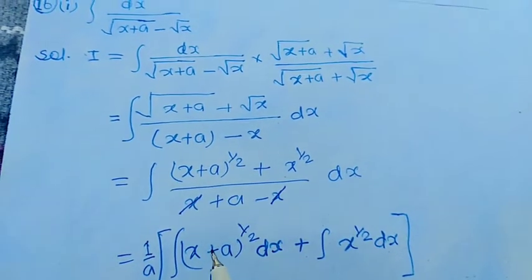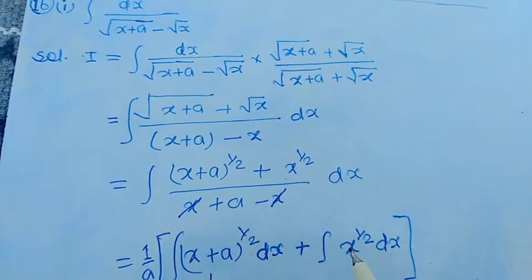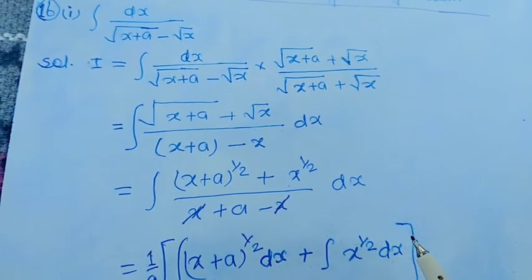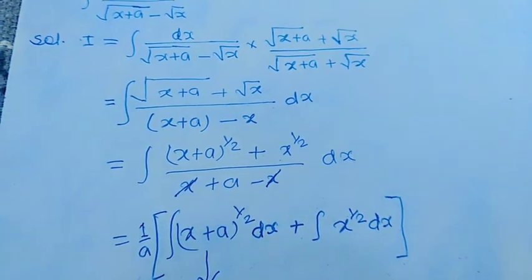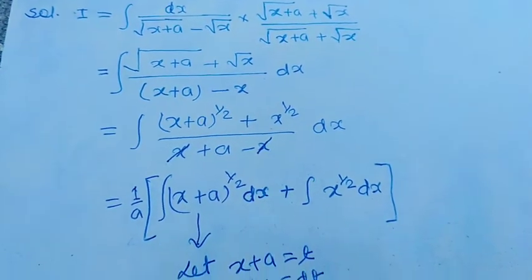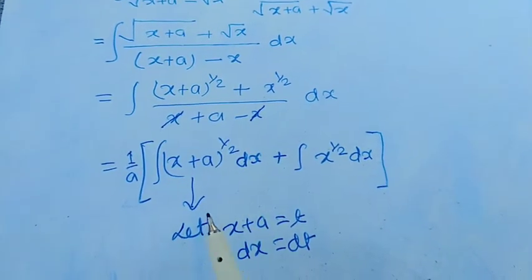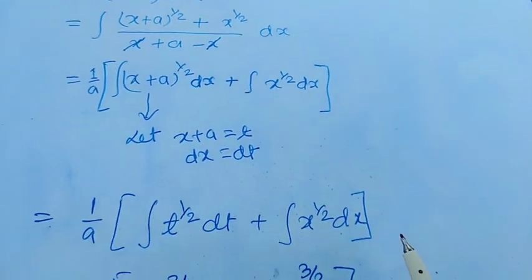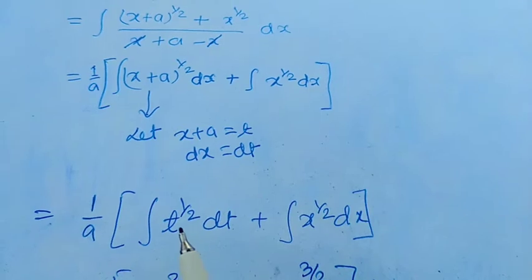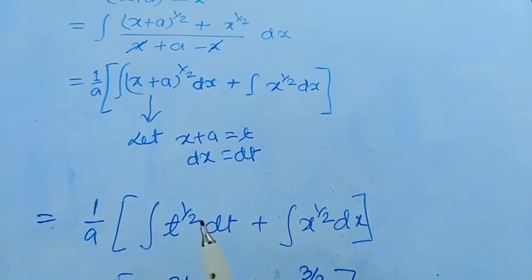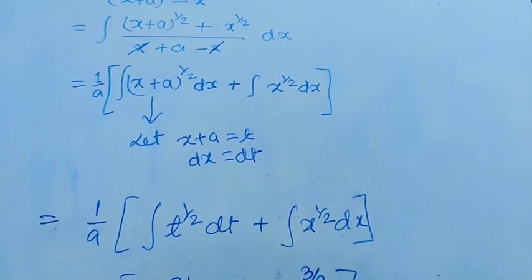So you can see here we have written 1 upon a into integration of (x plus a) whole raised to the power half into dx plus integration of x raised to the power half into dx. We have written both the terms separately here, and we will integrate it. We have taken x plus a is equal to t, and in the next step we can write it as 1 upon a into integration of t to the power half into dt plus integration of x raised to the power half into dx.